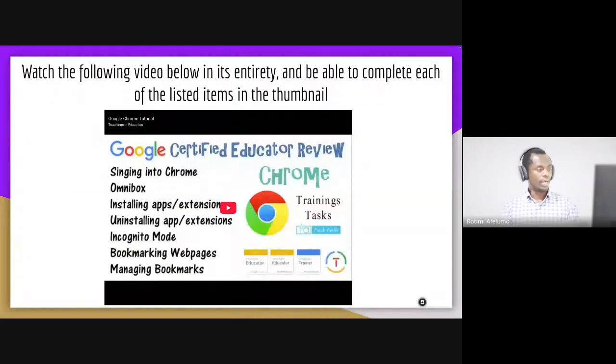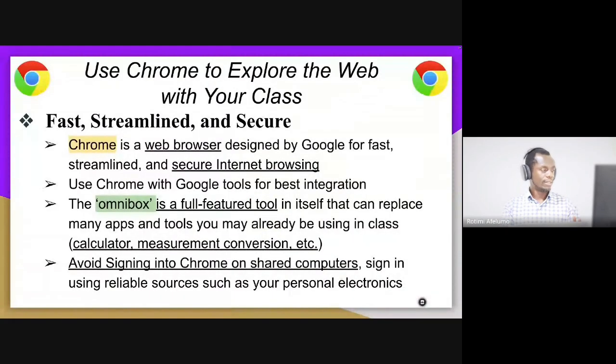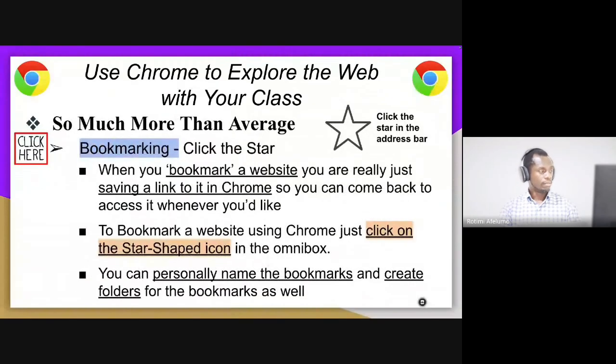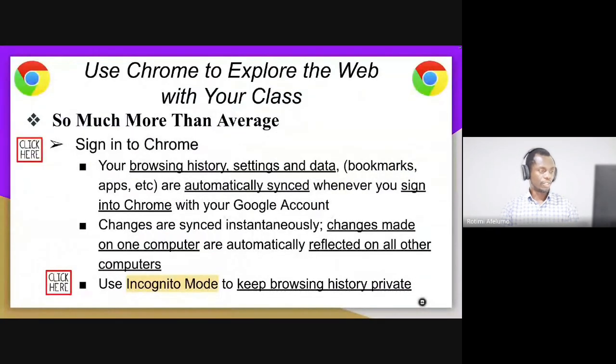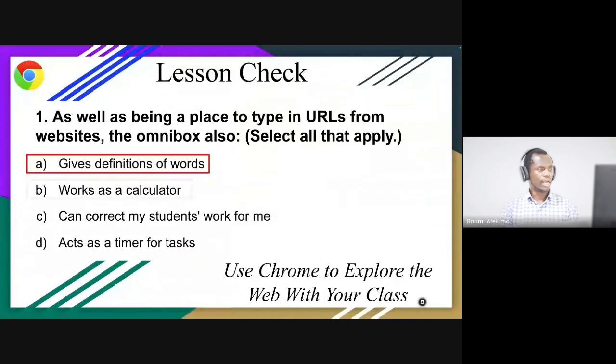All right, so let's see. Chrome web browser. Omnibox is a full-featured tool in itself that can replace many apps and tools you may already be using in class. Bookmarking, we do all of this. Extension, we've done all of that. Lesson check, I think.